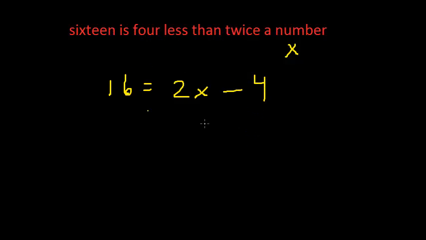And then I can solve now this equation for x. I want that x term by itself, so I add 4 to both sides. And I have 20 equals 2x.